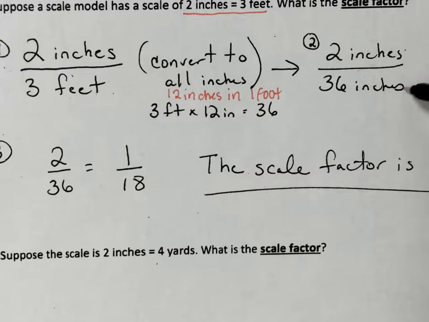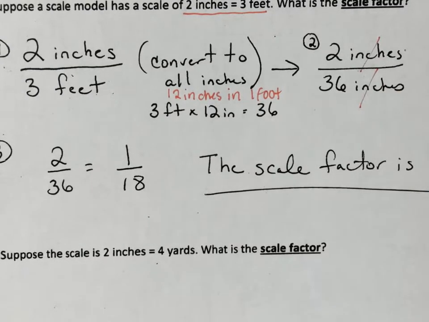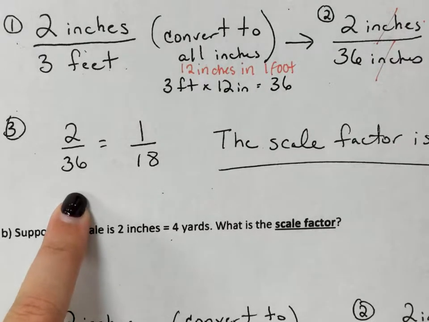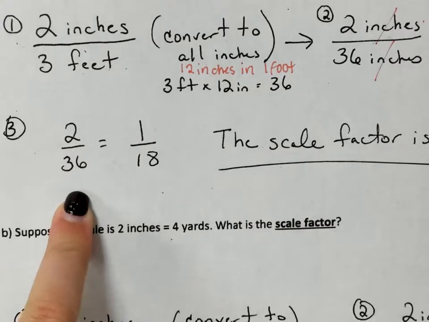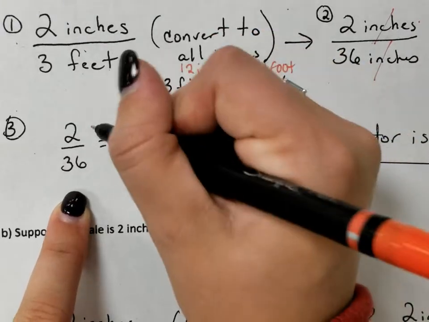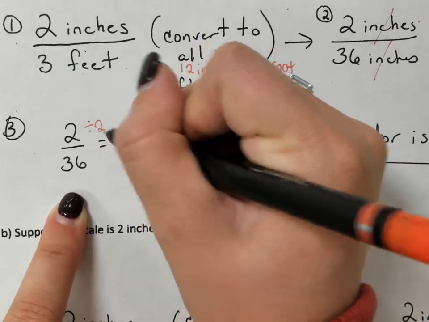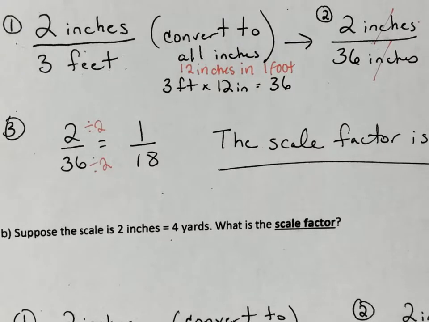So now that my units are the same on top and bottom, I can drop them, leaving me with just 2 over 36. But remember, for it to be a scale factor, it has to be completely simplified. So how can I simplify 2 over 36? Divide by 2. By dividing top and bottom by 2, which gives me 1 over 18. So 1 over 18 is my scale factor.